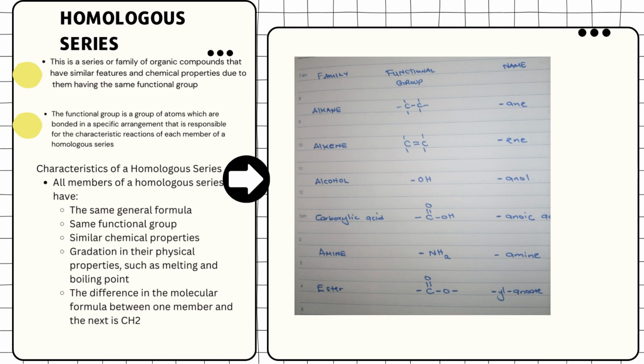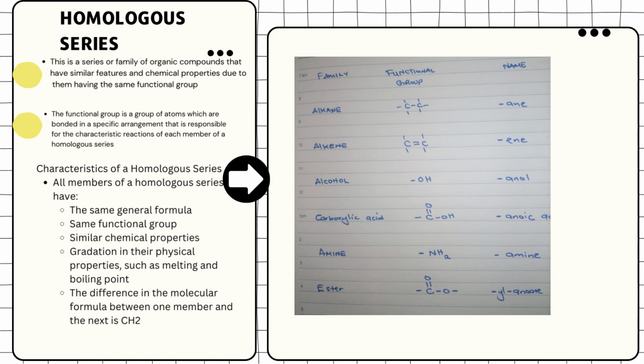Now, members of homologous series will have the following properties or characteristics: same general formula, same functional group, similar chemical properties, gradation in their physical properties such as melting points and boiling points. And from one member of a homologous series to the next one, they are going to differ by CH2.